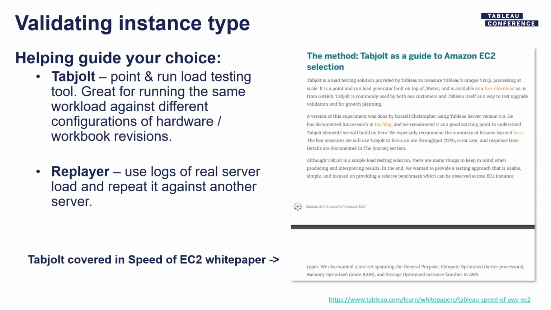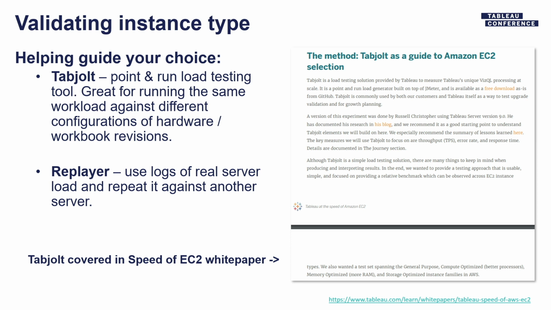So you can spin up an M5.4XL, run exactly the same test on that, and then spin up an R5.4XL, run exactly the same test again with the same workbooks, the same users, the same workload profile, and get a workbook at the end that tells you this is my throughput, this is how long my visualizations took to load, these are the error rates, and so on. So this is a great tool for benchmarking different instances. If you have to do an upgrade, want to move to a new instance type or move down to a smaller one, TabJolt can help you validate that.